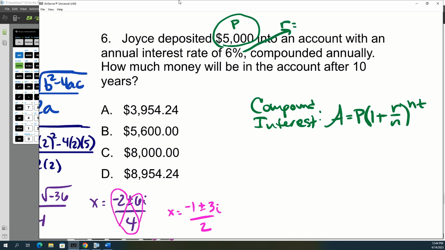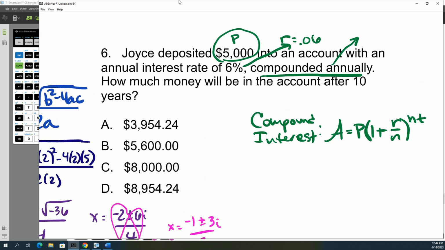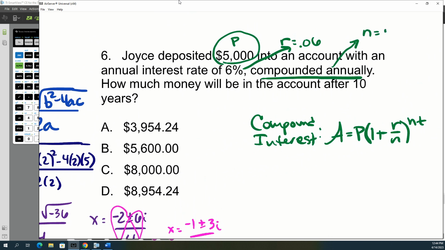R is the interest rate as a decimal, so 6% as a decimal is going to be 0.06. All right, N is the toughest one to figure out on this one. If something happens annually, how many times per year is that? One time per year, good. And then T is going to be 10 years.